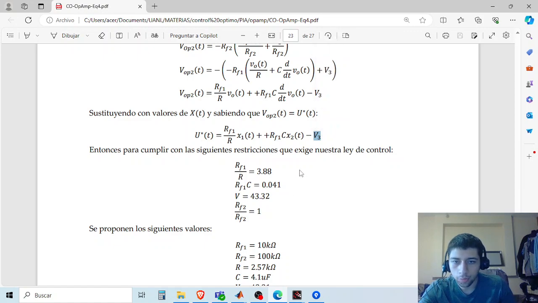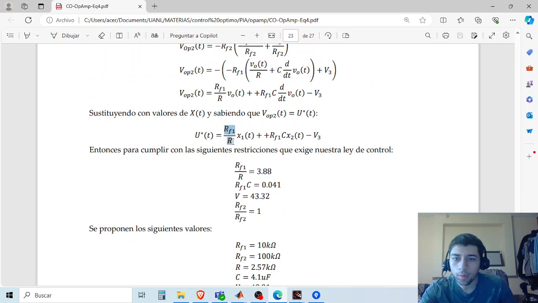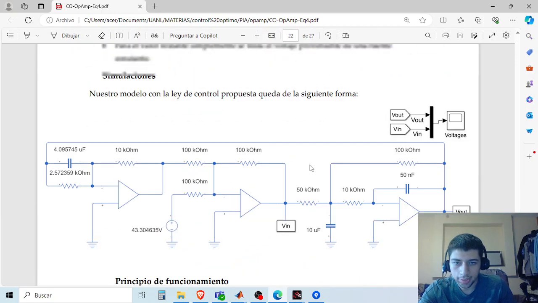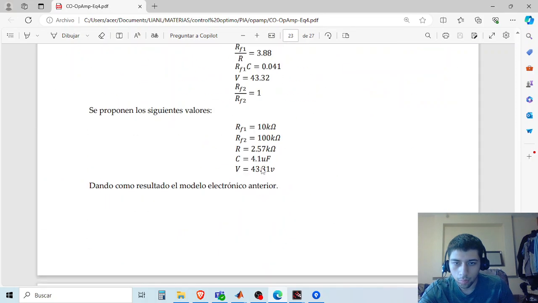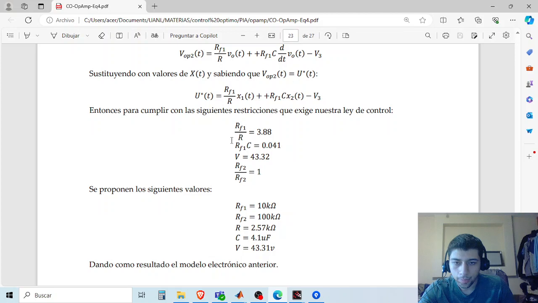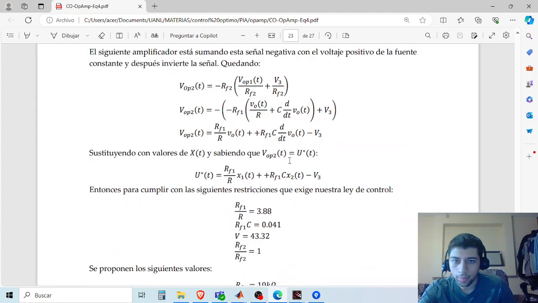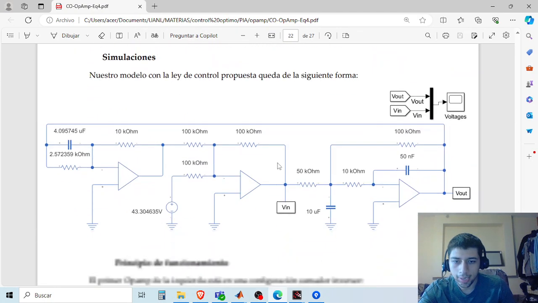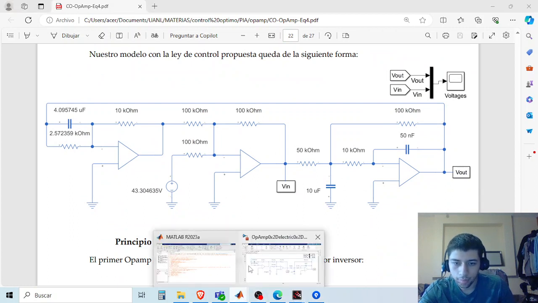So in order for these magnitudes to meet our desired ones in our control law, we are gonna solve algebraically for those values and propose the following parameters, the following magnitudes. And that is what we have in our Simulink model here.